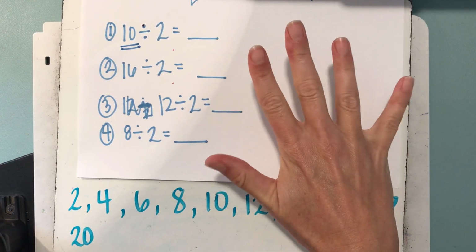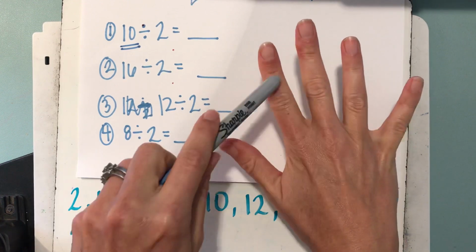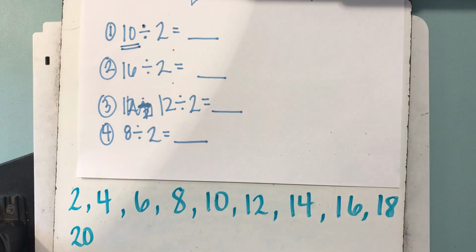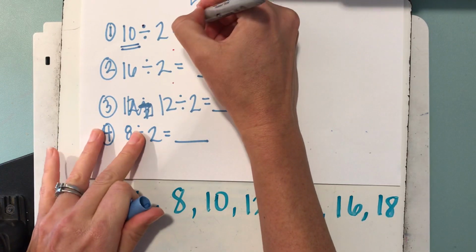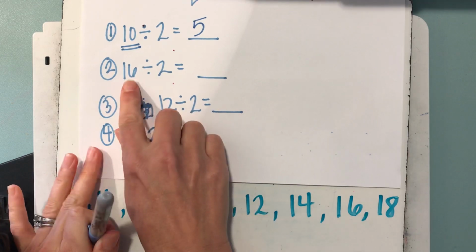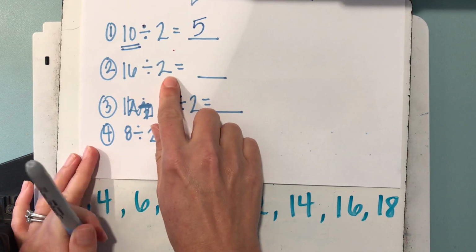How many times did I skip count? 1, 2, 3, 4, 5. I skip counted 5 times. So that is the answer for number 1. All right, number 2. 16 divided by 2.